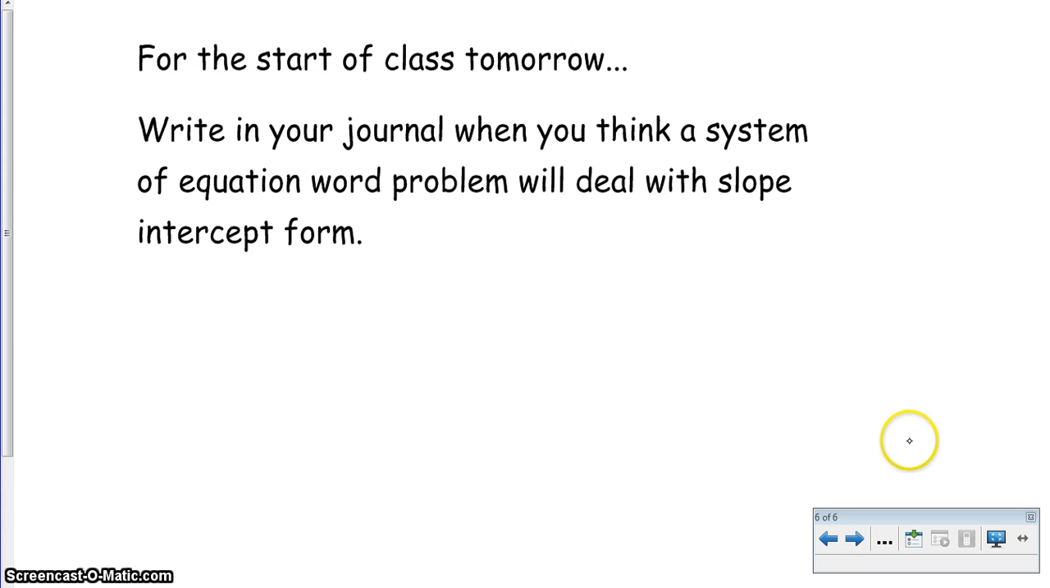For class tomorrow, write in your journal when you think a system of equation word problem would deal with slope intercept form. Thank you. Have a great day.